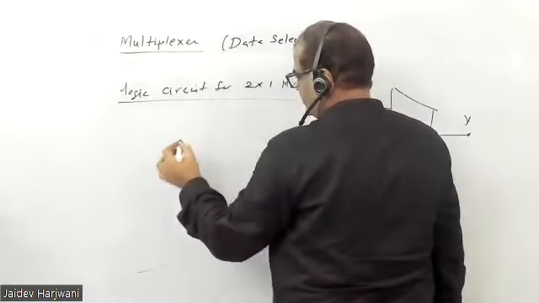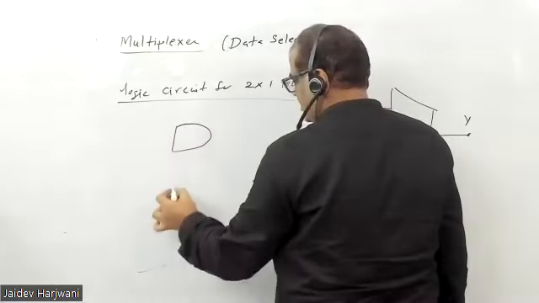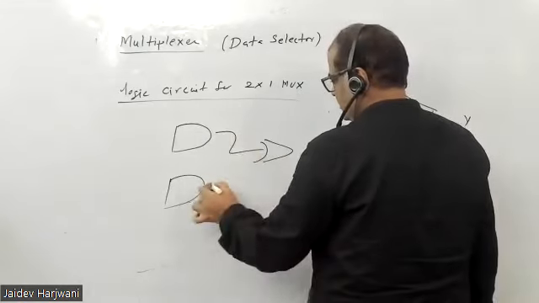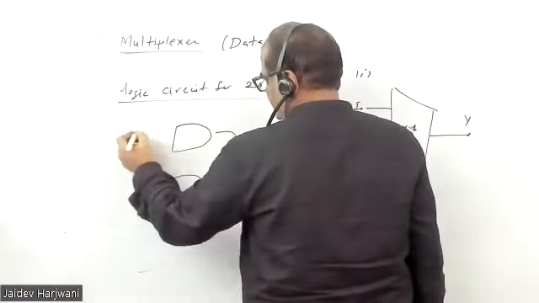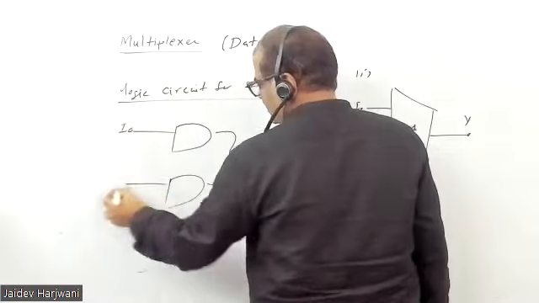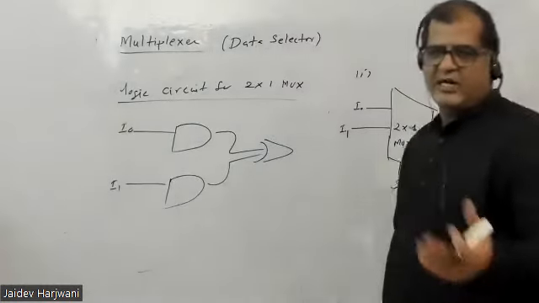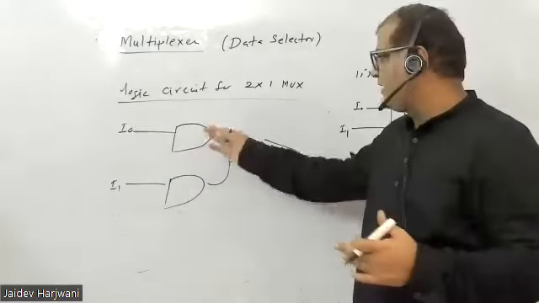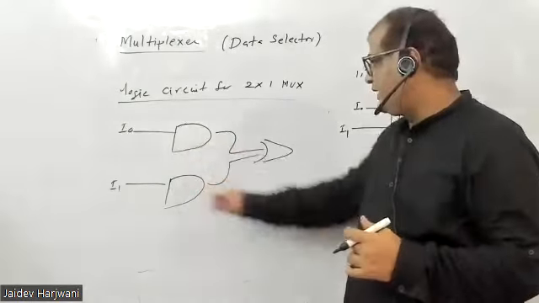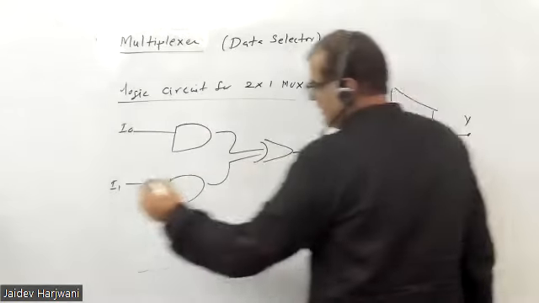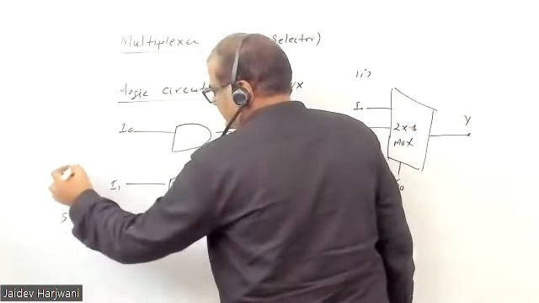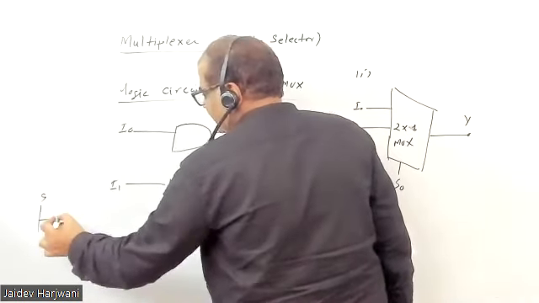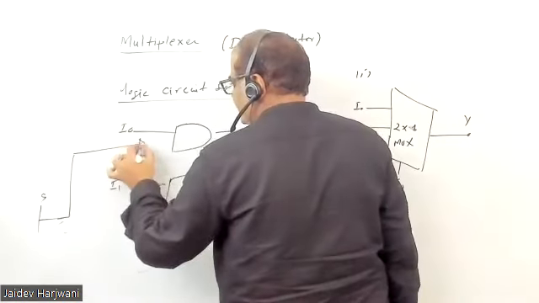For a 2 into 1 mux, you have two AND gates and one OR gate. You have two inputs. If you have 4 inputs, then you have 4 AND gates in any mux. If you have 8 inputs, you will have eight AND gates. Now we have only one select line. This is a select line. Either you draw it like this. This is one select line. Now this will go here.